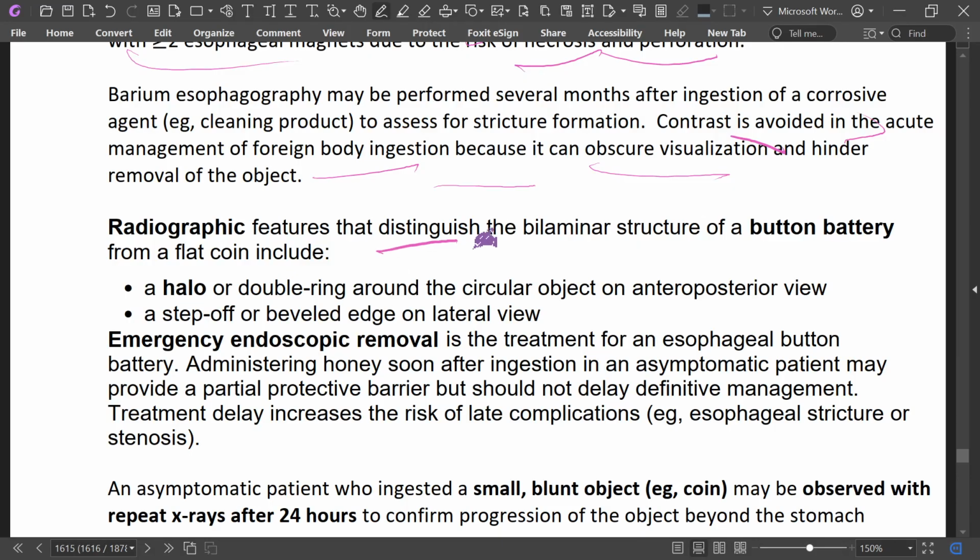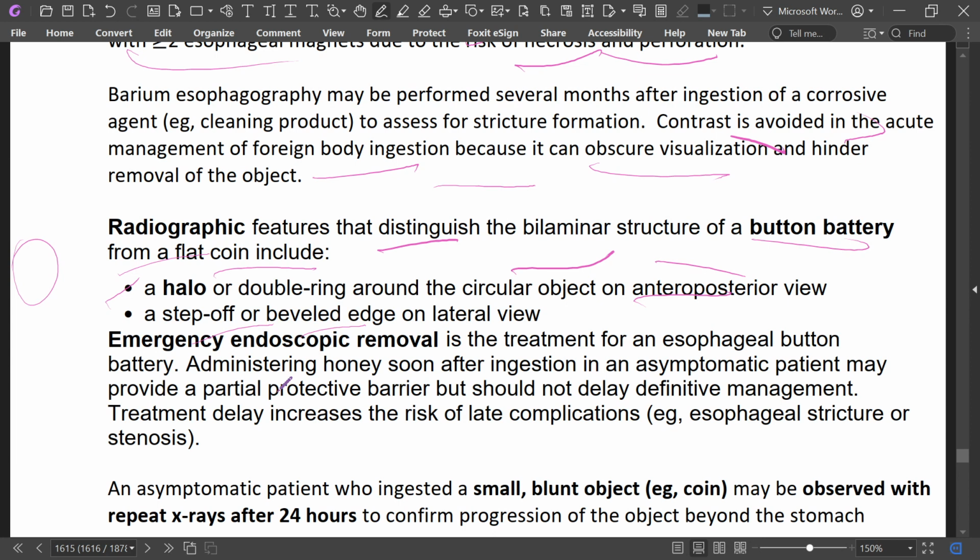Radiographic features that distinguish a button battery from a flat coin: a hollow or double-ringed circular object in the AP view, and a step-off or beveled edge on the lateral view. Emergency endoscopic removal is the treatment for an esophageal button battery.